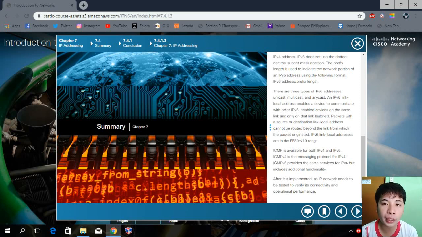Next is the broadcast. It is a process of sending a packet from one host to all hosts in the network. Then the last is the multicast. It is a process of sending a packet from one host to a selected group of hosts, possibly in different networks.